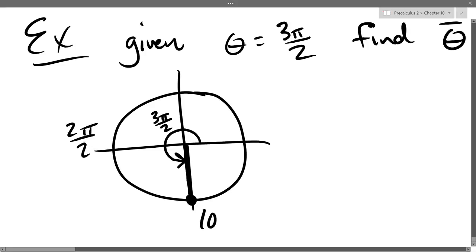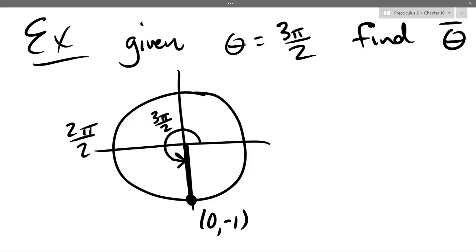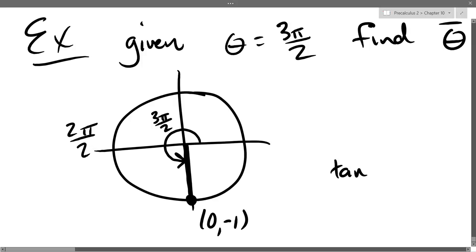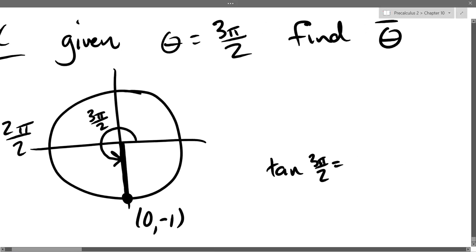Now I can write the coordinates for this point down right away. That's actually really nice. There are 4 points on the unit circle that are super easy. This is one of the 4. So this has x coordinate 0, y coordinate negative 1. Because I can write these down right away, I could find any trig function of this point very easily. So for example, if I was asked tangent of 3 pi over 2, tangent is y over x.